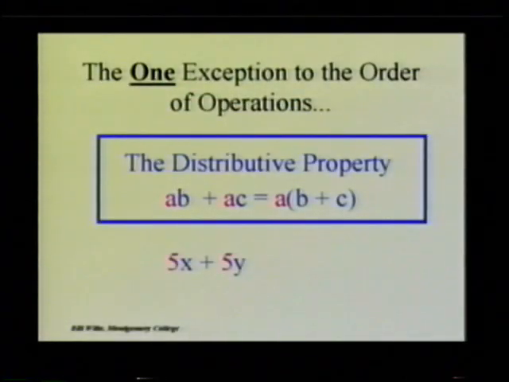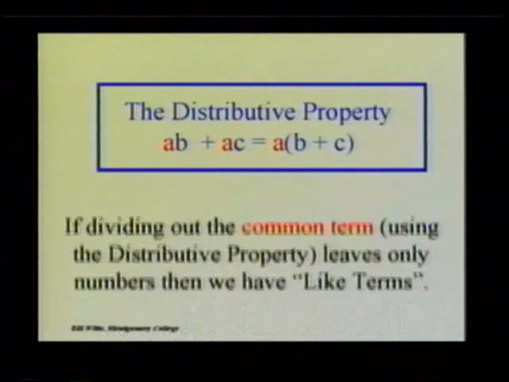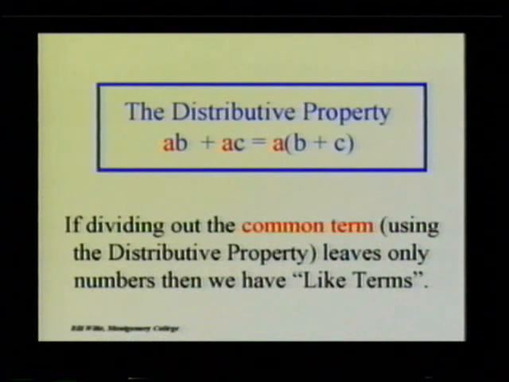Get to know it. Here's another example. 5x plus 5y, if we use the distributive property, we'll be factoring out or dividing out. It has to be something that's the same in both. As you can see, in this case, the 5 was the magic thing that was the same. So if dividing out the common term leaves only numbers, we're going to have a definition for what we call like terms. Let's look at things and see if we can determine whether they are in fact like terms.